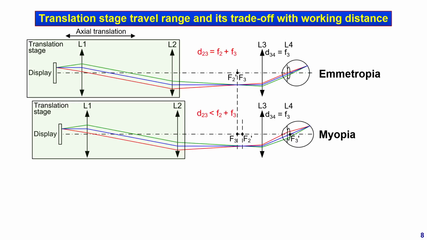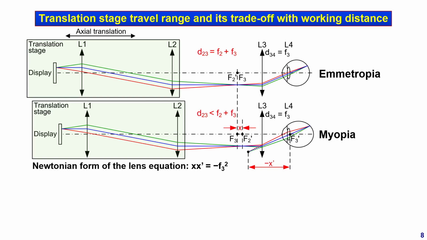In the myopia case, the focal point of lens 2 is shifted to lens 3 by x, generating a diverging beam on the eye. The divergence of the beam is related to the distance of the virtual object, which is minus x prime away from the second focal point. By using the Newtonian form of the lens equation, we can calculate the shift of the focal point x, which is proportional to the divergence on the eye.